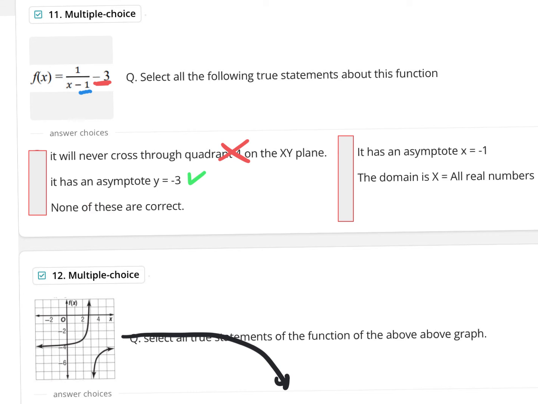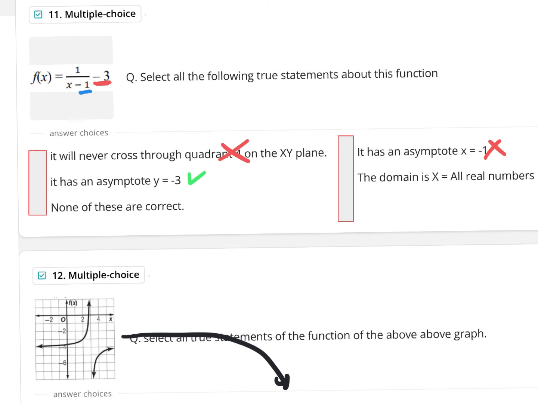If none of these are correct, you would not pick that, obviously, if this one's correct. It has an asymptote at x equals -1. Does this have an asymptote at x equals -1? No, it has an asymptote at x equals +1, not -1, so don't pick that one. And the domain is all real numbers.